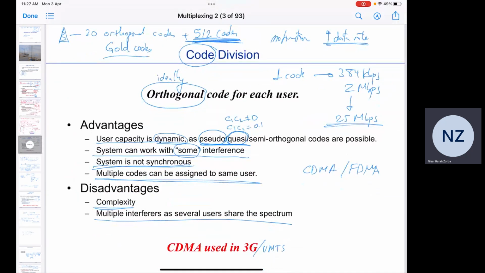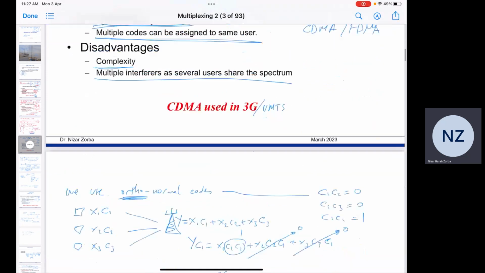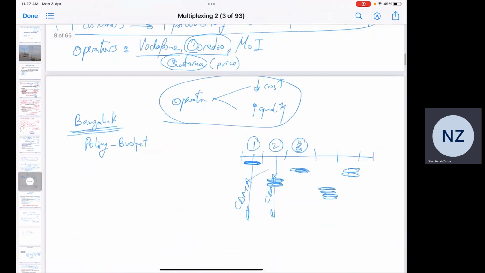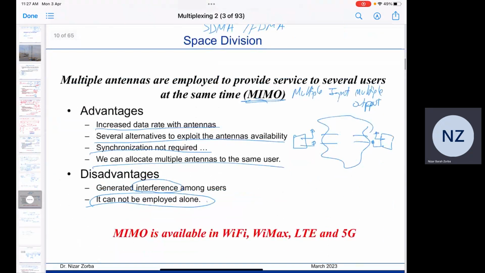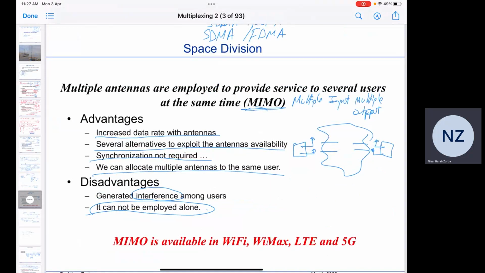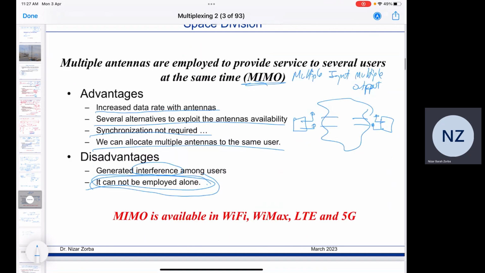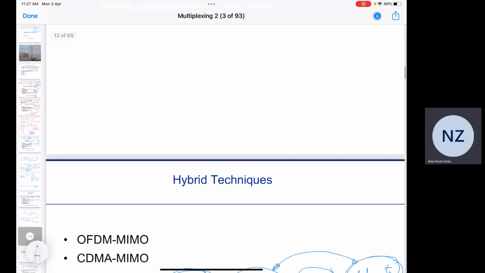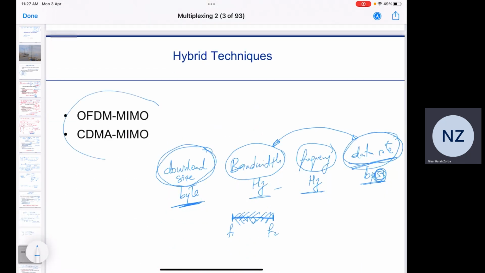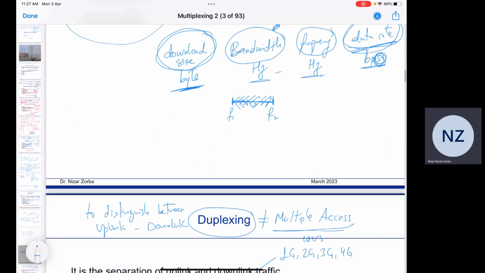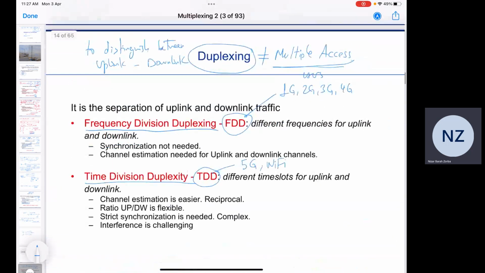Then for the 3G, they went for the CDMA. So here each user has a different code, with more data rate, as usual. And there is nothing perfect. Then we have the space division, the SDMA. The main issue here is that it cannot be used alone, at least so far, with the number of antennas that we have in practical systems. The most typical setup is that we combine them, like we see here. Good. Then we started with the duplexing.